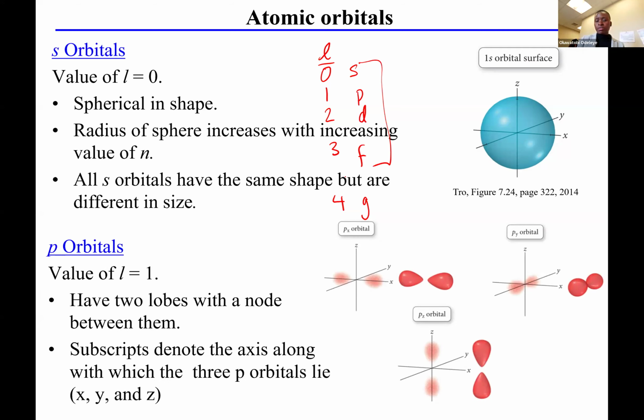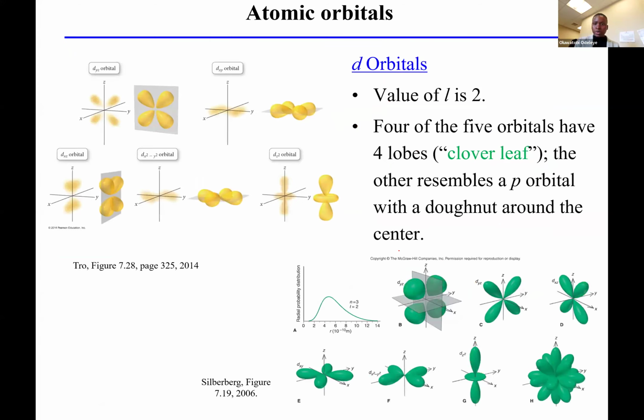The p orbitals, on the other hand, have a dumbbell type shape. So you have two lobes that kind of intertwine, looking like a dumbbell. This is for the L value equals 1. And the subscripts are going to tell you whether it's on the x-axis, y, z, and so on. We have the d orbitals, where your L is going to equal 2. The shape is a cloverleaf shape.